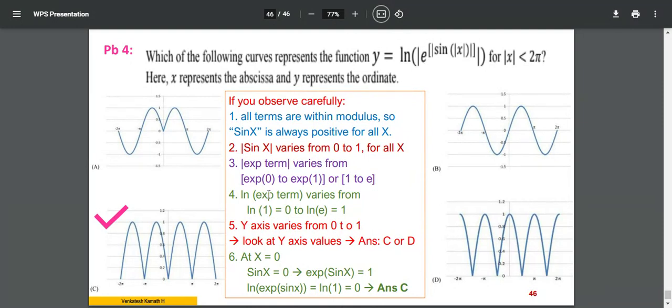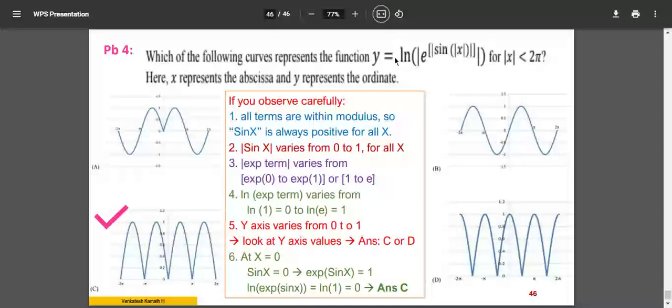Whenever you have e power 0, it is 1. Whenever it is e power 1, it will be e. So that means ln of 1 and ln of e. Taking the log here, the value would be 0 to 1. The actual value, that is the y-axis value, the value of y varies from 0 to 1.